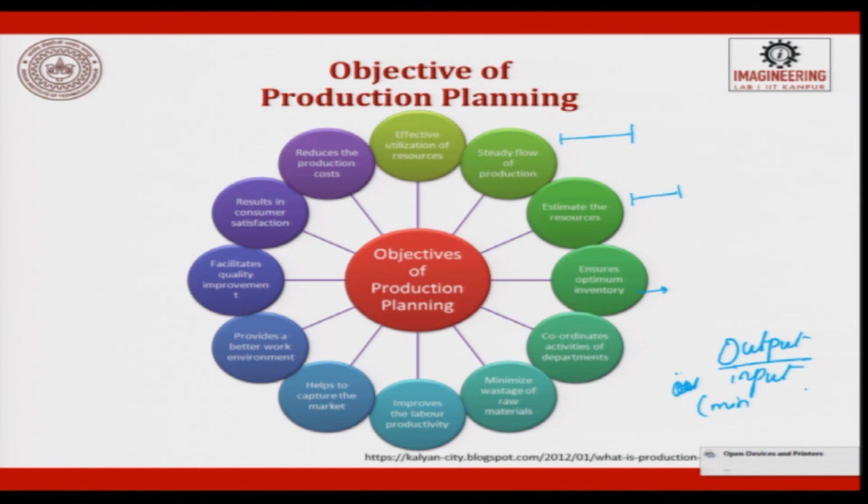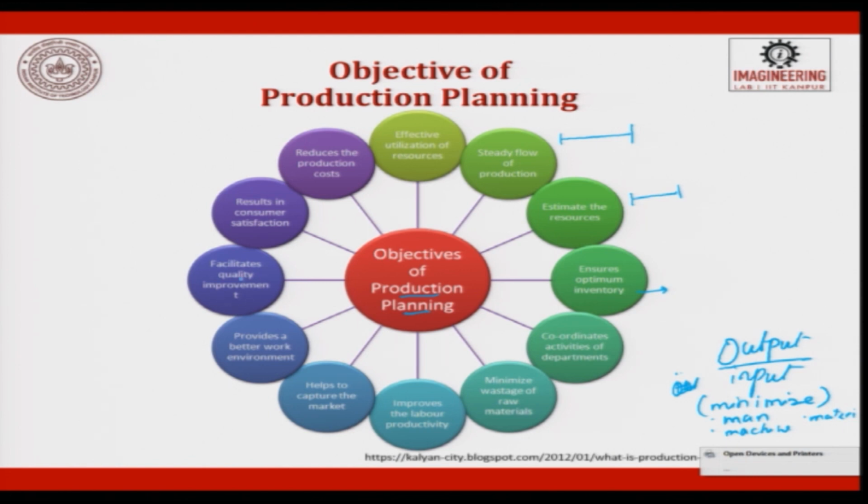and input should be minimized: man, material and machine, energy, whatever it is. So, you minimize man, machine and material to get the required output. Okay. So, that is productivity. So, help to capture the market, then provide a better work environment. This is very important, because if you make a factory where it is not a healthy working condition, then it is not good. So, that is also a responsibility of the production planning.